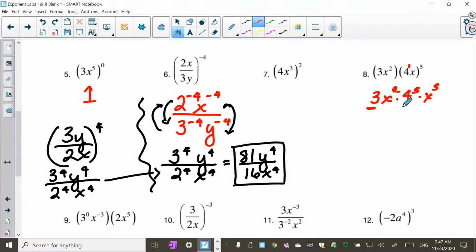So basically, you're now going to multiply your numbers. And if you do 3 times 4 to the 5th, you get a huge number. Let me see now, when I multiply that, yeah, 3072 x to the 7th. Okay, so that's how you do 8.